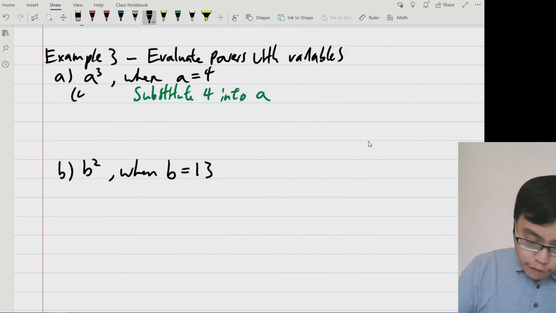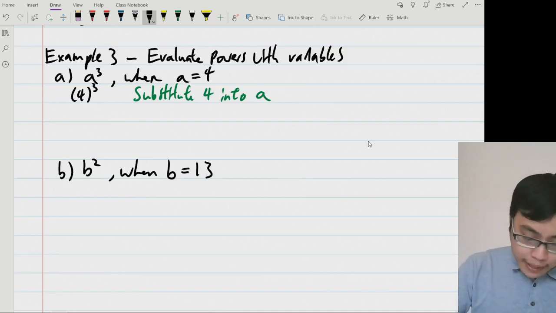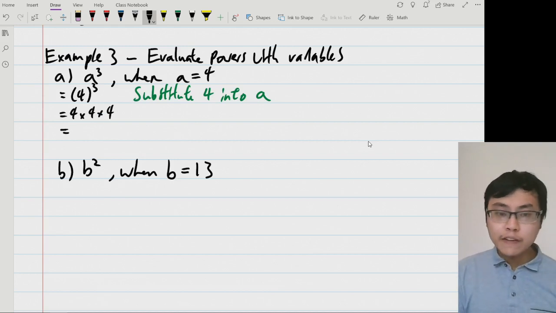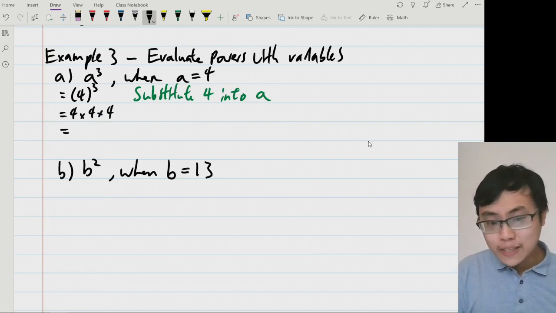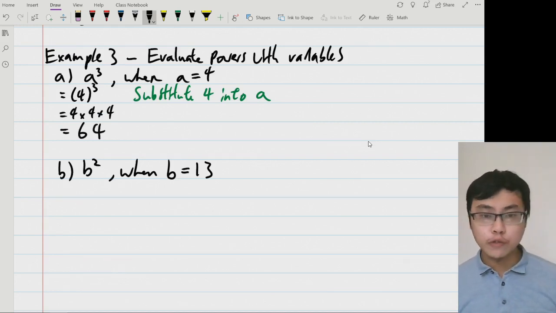That's going to be 4 to the power 3. Remember, I use a bracket. And then that is equal to 4 times 4 times 4. And then now I can evaluate it. 4 times 4 is 16. 16 times 4 is 64. So I can just put 64 straight away over here.